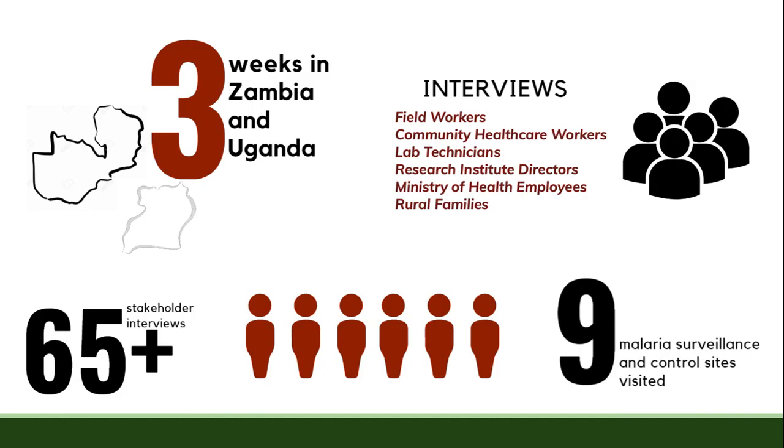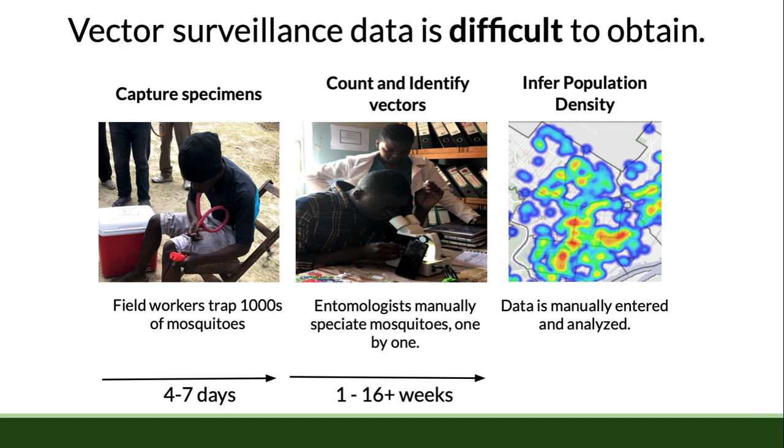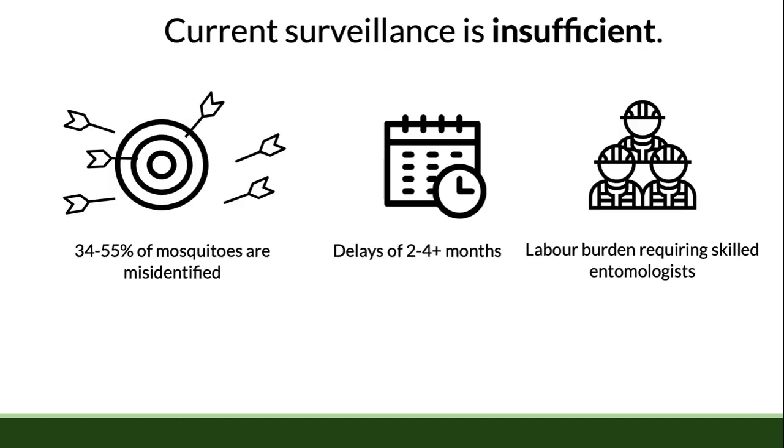In August, my team and I went to sub-Saharan Africa where we shadowed over 65 stakeholders, and we learned that vector surveillance data is incredibly difficult to obtain. Field workers trap thousands of mosquitoes each day and bring them to a central location where entomologists, or sometimes field workers, manually speciate these mosquitoes by looking at their physical characteristics under a microscope one by one.